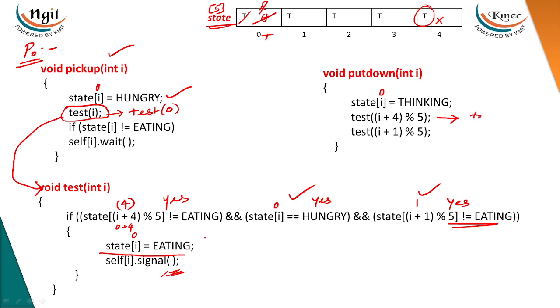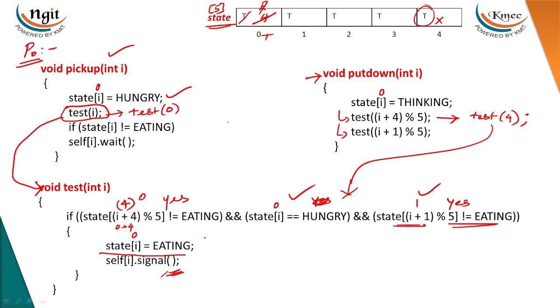It tests, that is, checks test of (0 plus 4), that is 4. So test of 4 will be taken and executed. That means this put down operation allows other processes to eat. Suppose P4 is not feeling hungry, then what is the state of 4? Thinking. So state of 0 is not eating, and the other neighbor is also not eating.